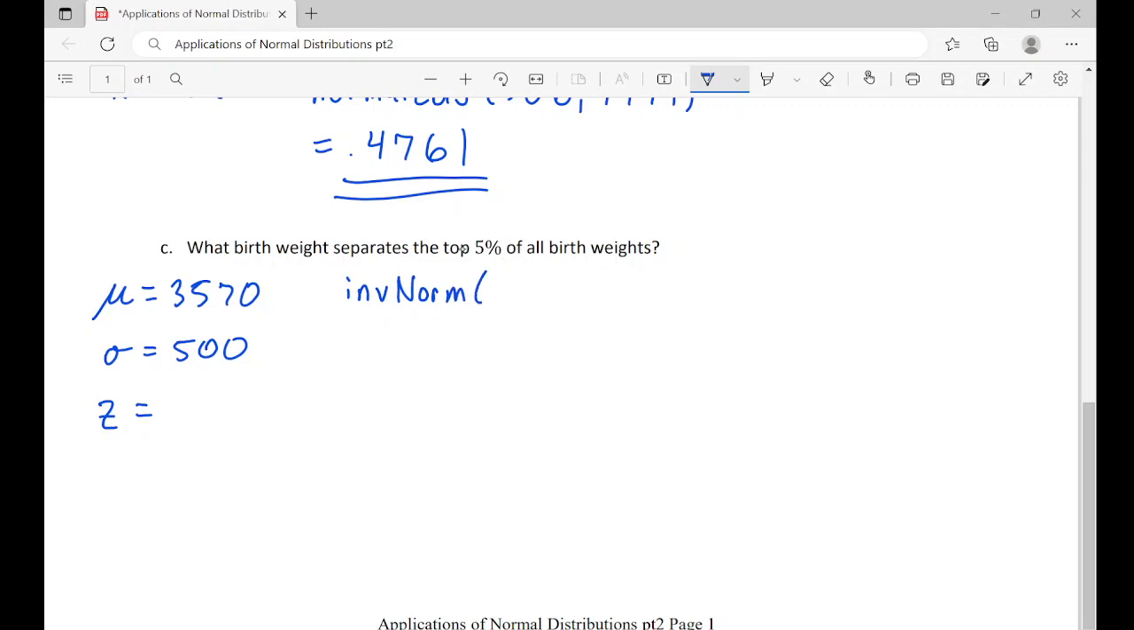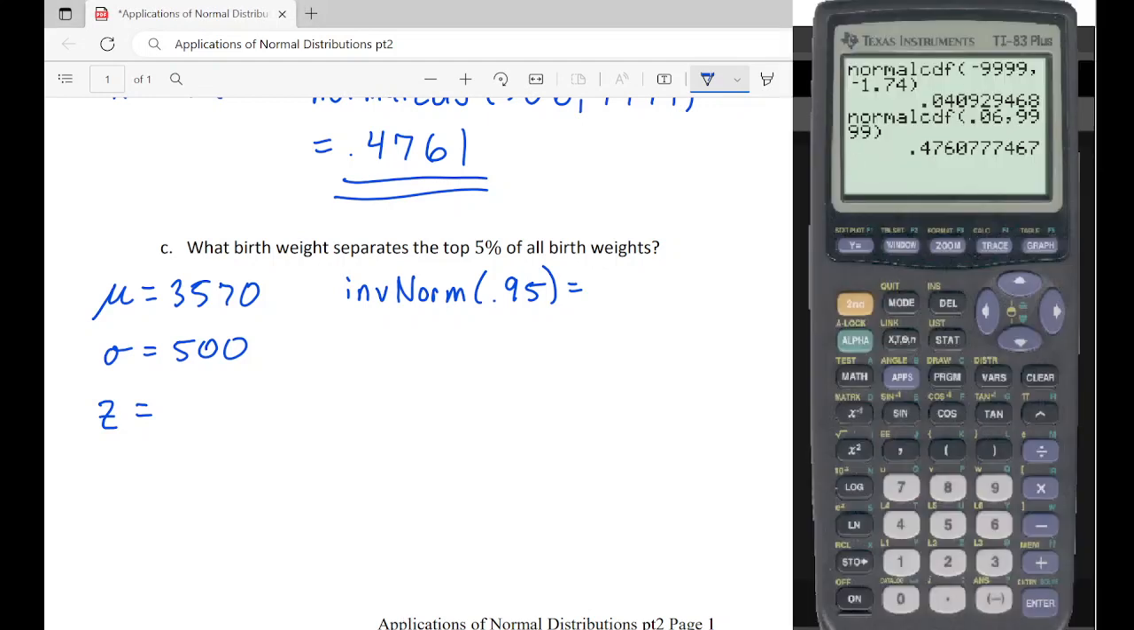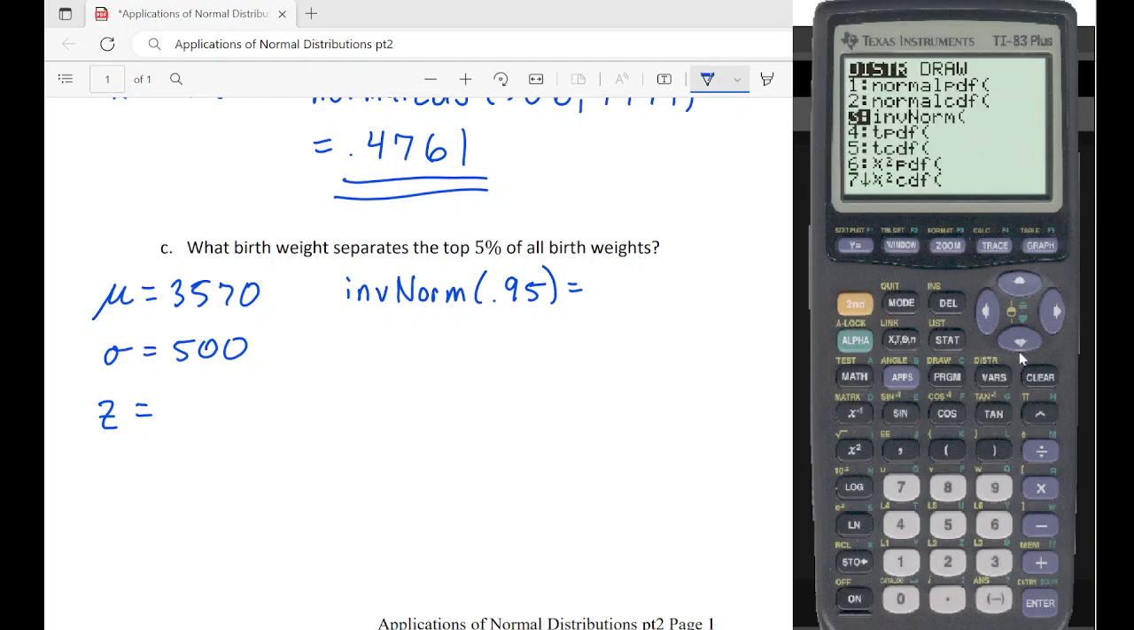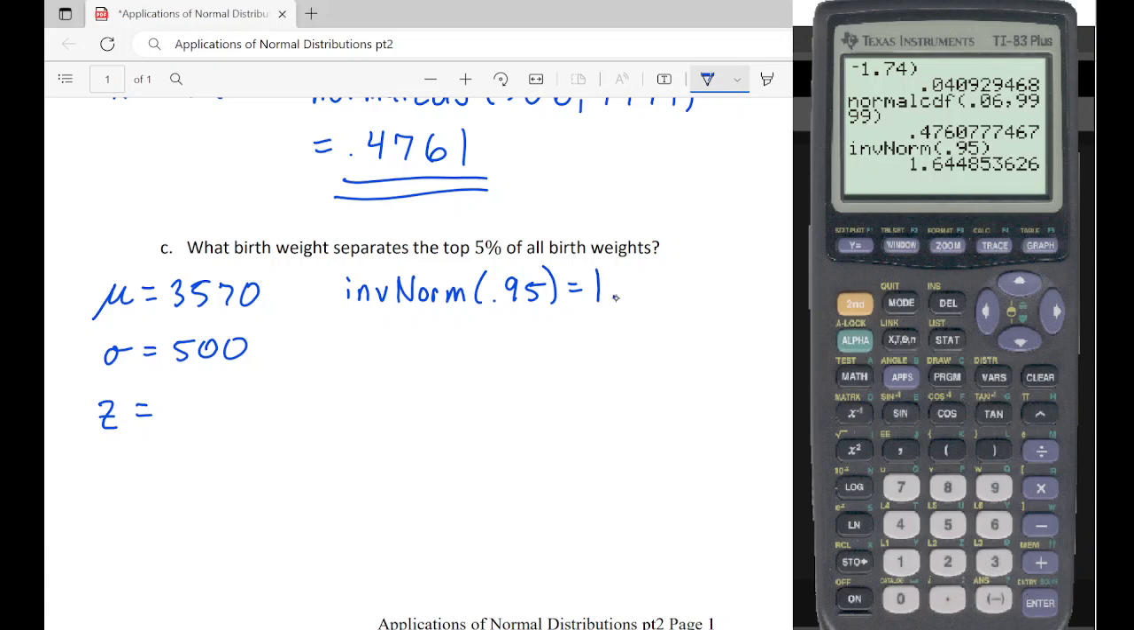And we're going to find again the bottom percent, which is going to be the bottom 95. So when we put that into our calculator, I'll bring that up real quick. Second vars, inverse norm of 0.95. So 0.95 is our area. We're going to hit enter. And we're going to get 1.64, to 2 decimal places.